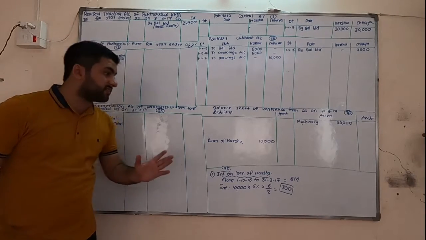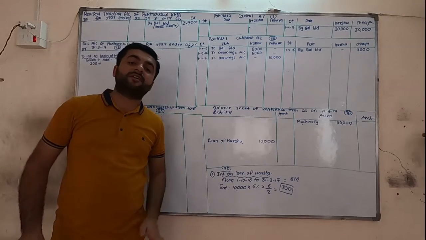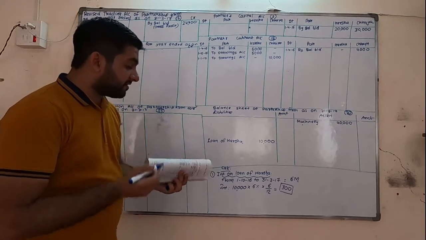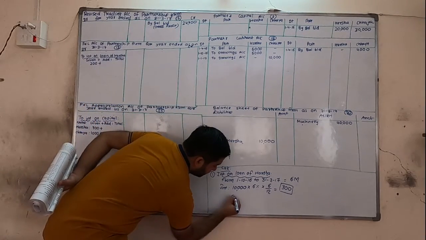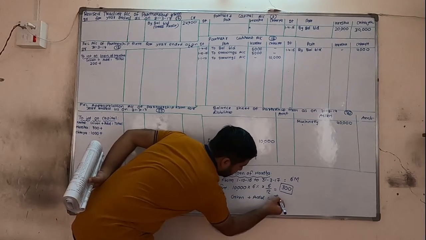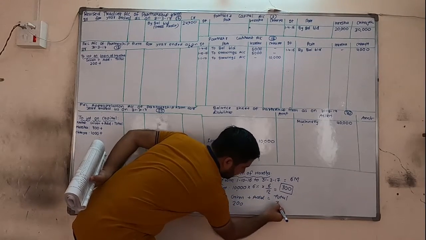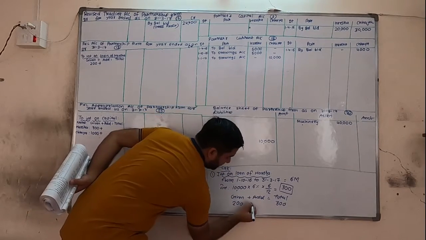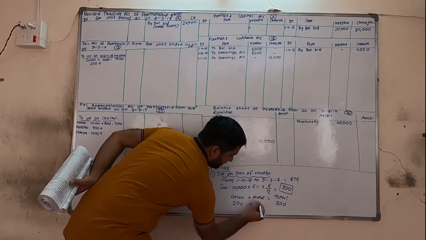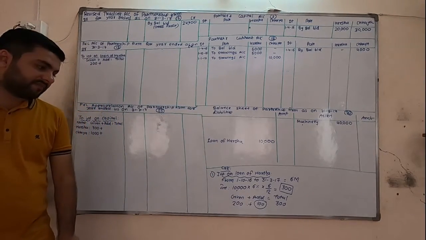Now total interest is 300, given is 200, so simply we can understand 100 is additional. But show it like this. Given plus additional is equals to total. Given interest is 200, total interest is 300. So what is the additional interest? Additional interest is 100, that is outstanding.